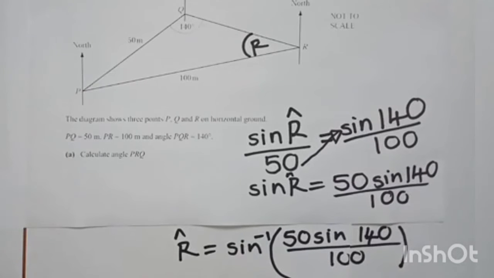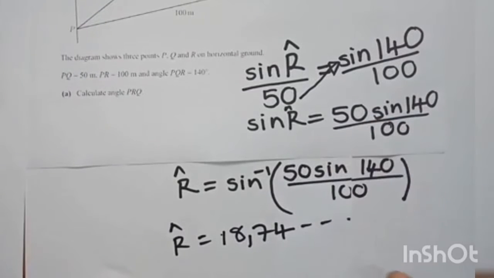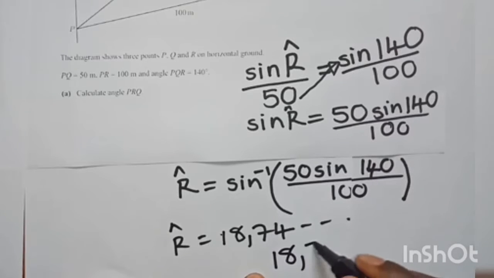Right. So usually the examiners require you to express your answer to 3 significant figures. So since 4 is less than 5, it means that 7 is going to remain the same. Therefore your final answer is 18,7 degrees. This is how you make use of sine rule to calculate the required angle. I hope you are getting me in class. I want you to stay tuned as we move on to part B of the question.